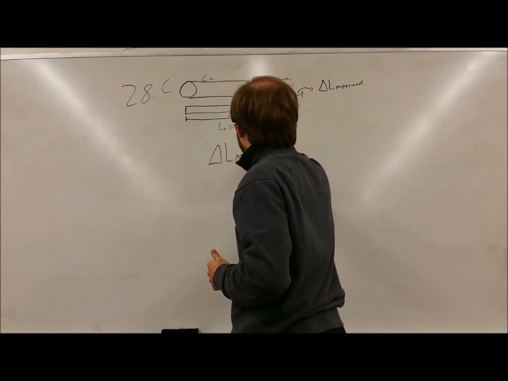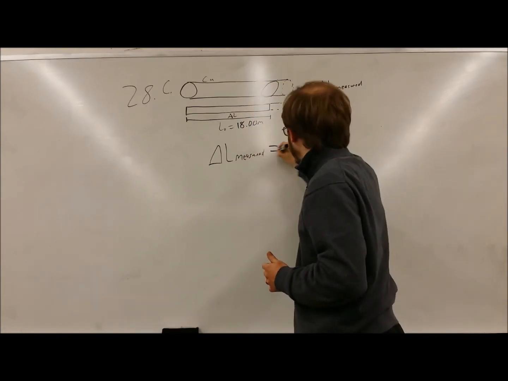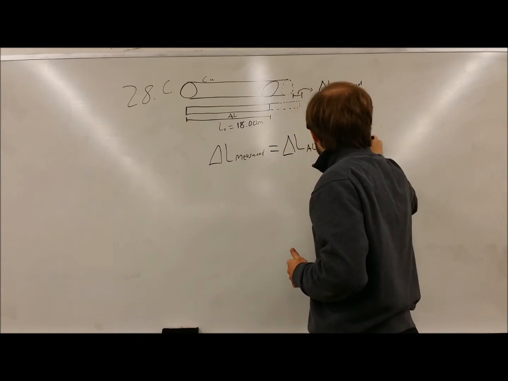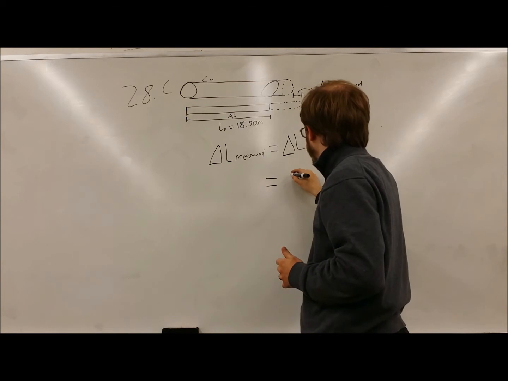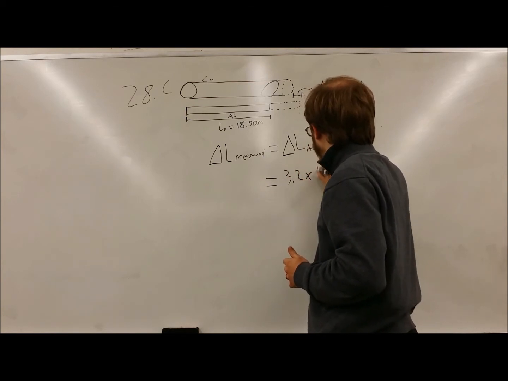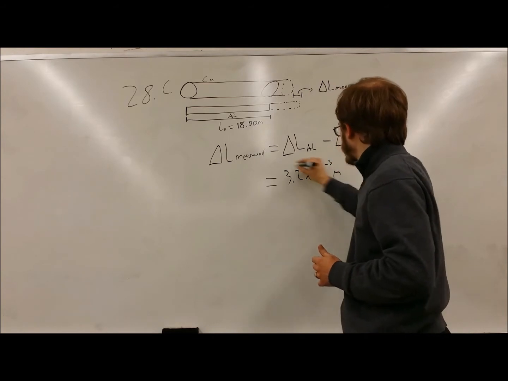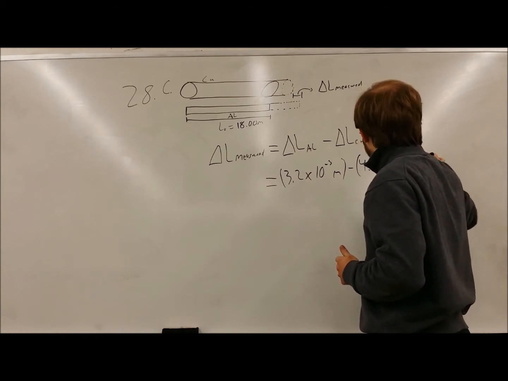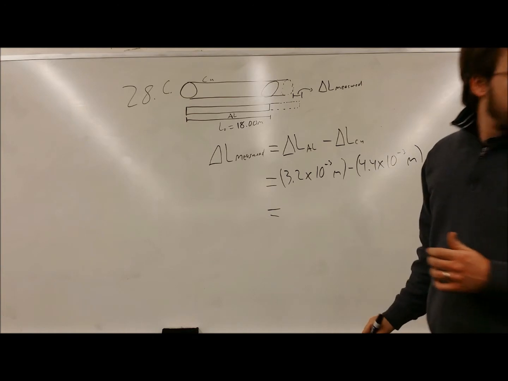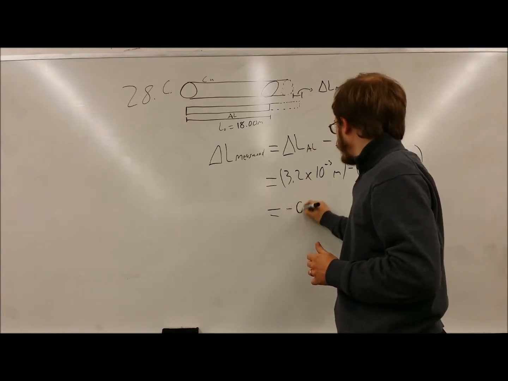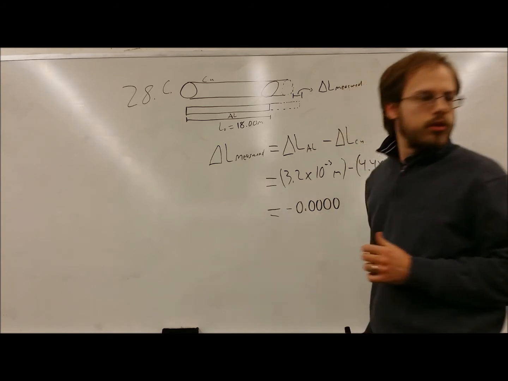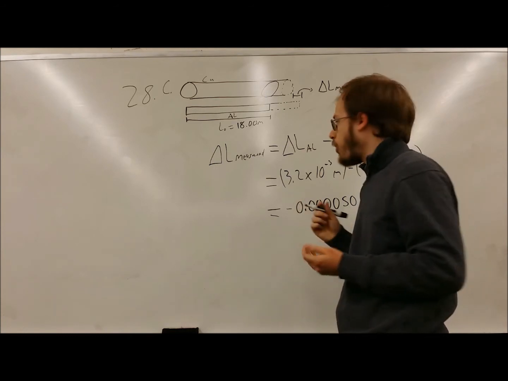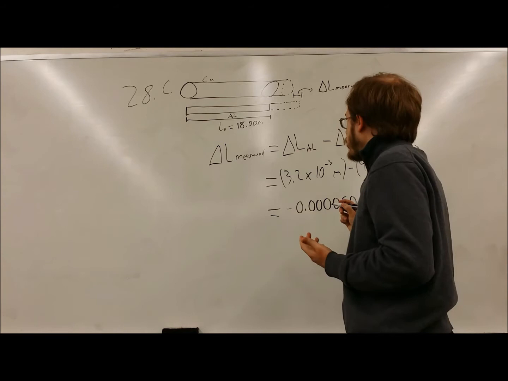Delta L measured would just be equal to the change in length of the aluminum minus the change in length of the copper. So again, this was 3.2 times 10 to the negative 3 meters minus 4.4 times 10 to the negative 3 meters. And we end up with an answer of negative 0.00050 meters. Very small difference, but still a difference nonetheless. But that's not the final answer.